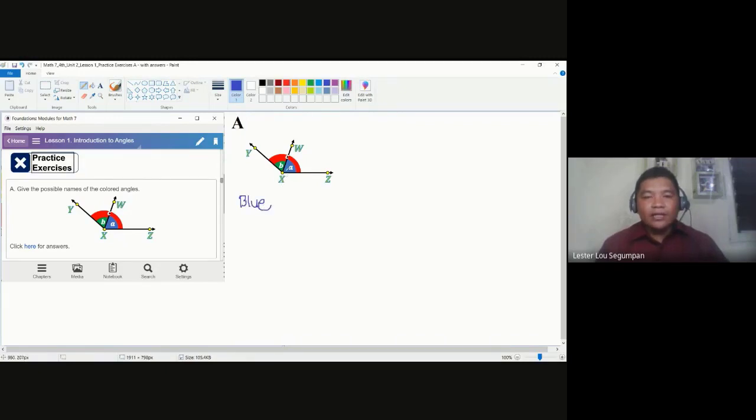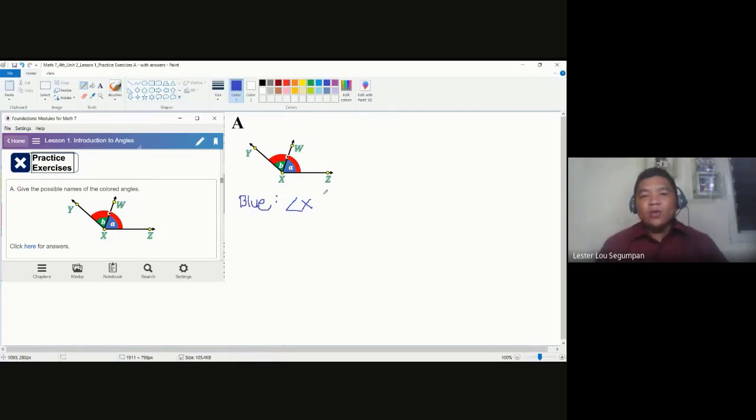This blue colored angle here is an angle formed by the rays XW and XZ having the same vertex X. Again, the first way of naming an angle is by its vertex, so we could name it angle X. However, the vertex here, point X, is not a unique vertex for the blue colored angle. This is also the vertex for the green colored angle, and at the same time the vertex for the red colored angle. That would mean if you simply say angle X, there might be confusion on which angle we are talking about. Are we talking about angle X, the blue colored one, or the green colored, or the red colored angle?